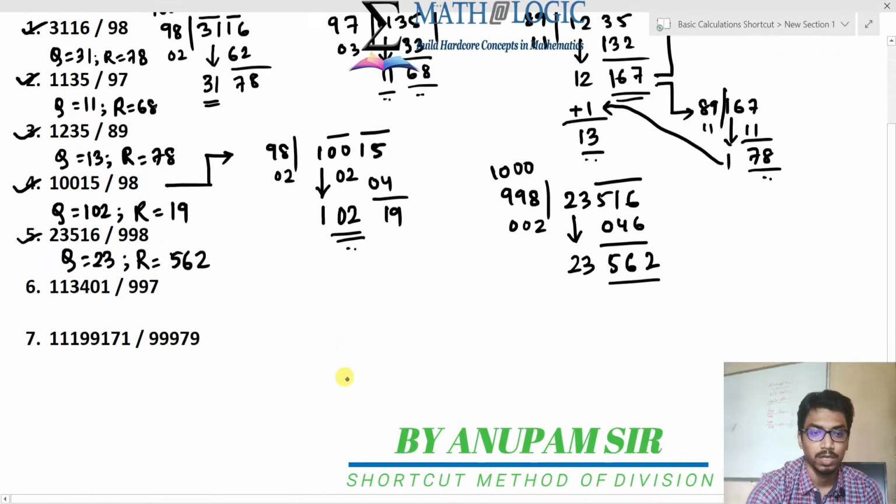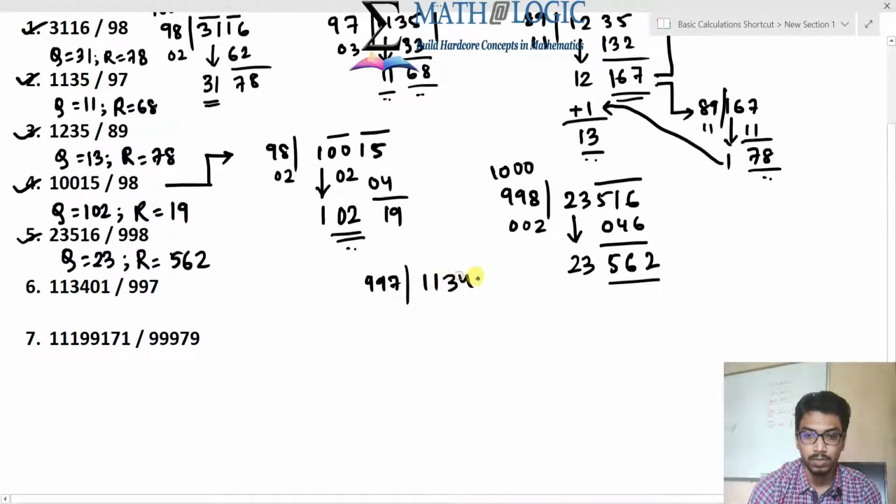Okay. Now let us do question number 6. It is 997 divides 113401. How many digits? 3 digits. So 3 digit is a pair. Drop this 3 digit as it is. It is less than 1000 by how much? 003. So 113 is to be multiplied with this 3.